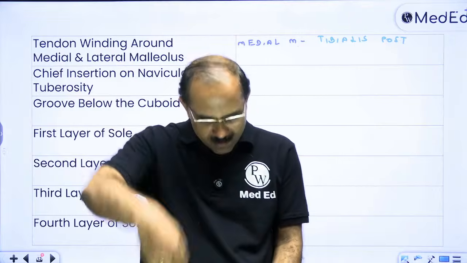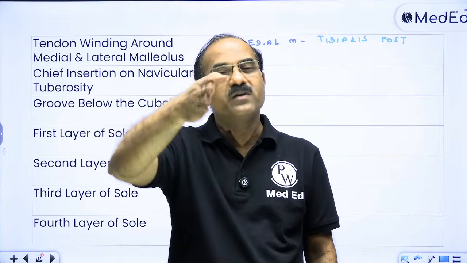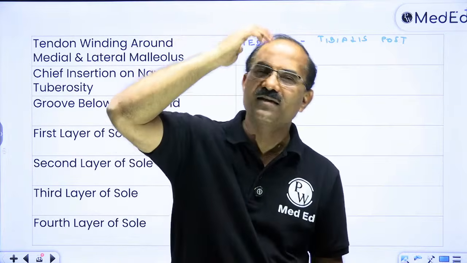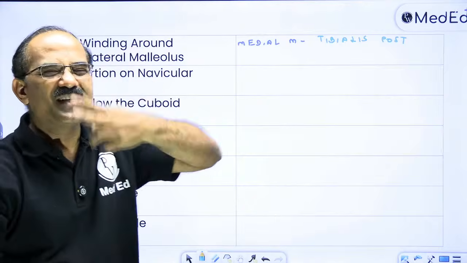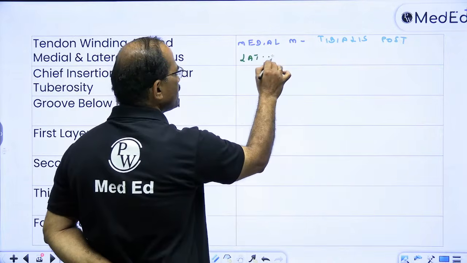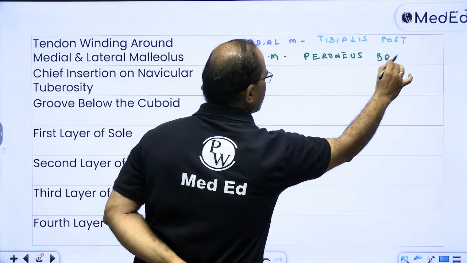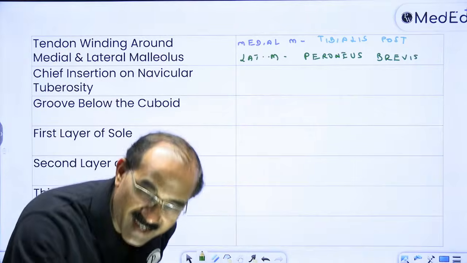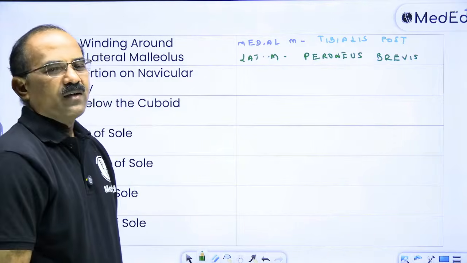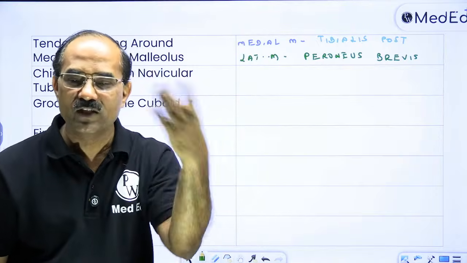Dorsiflex the foot, look at your own foot. Dorsiflex and medially rotate or invert the foot. One tendon becomes very prominent. That's tibialis anterior. That's how you remember it. So the tendon which winds around the medial malleolus is tibialis posterior, and the tendon which winds around the lateral malleolus is peroneus brevis. It's not longus, it's peroneus brevis. Everyone makes this mistake. Fine.